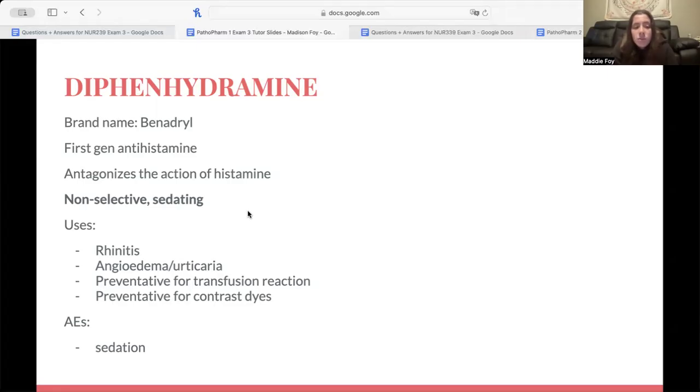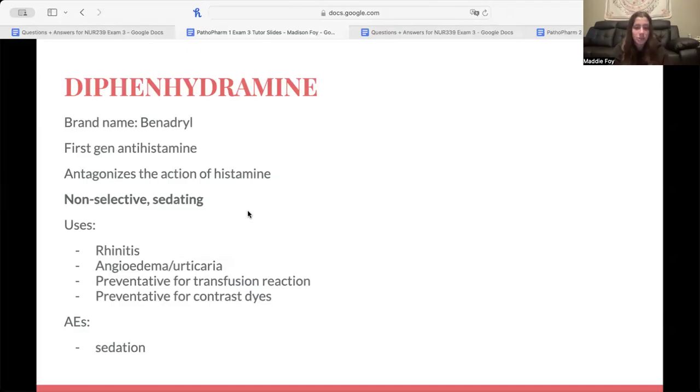So it's primarily used for rhinitis, angioedema, but then the unique thing about it is that it can be used preventatively for transfusion reactions and contrast dyes. So they'll give it to patients via IV before a blood transfusion or a CT with contrast to prevent any potential reactions that could occur there. And the adverse effect is sedation.